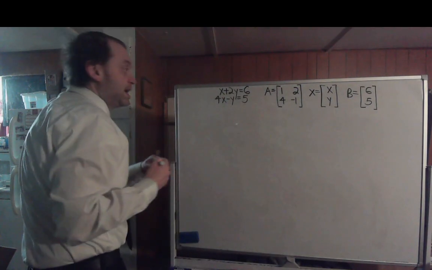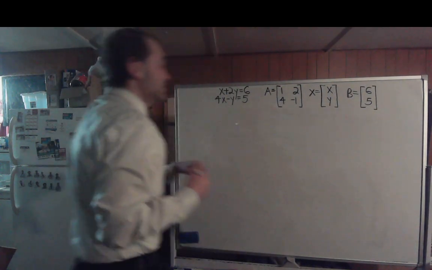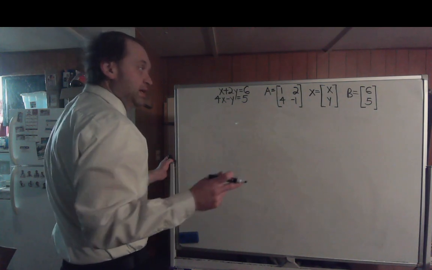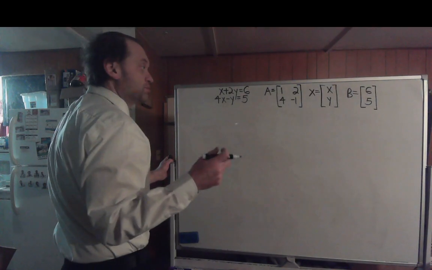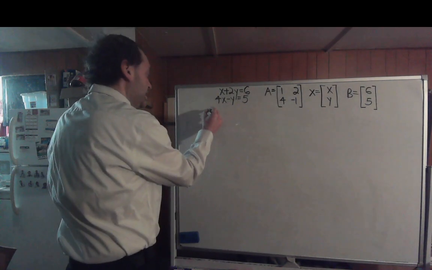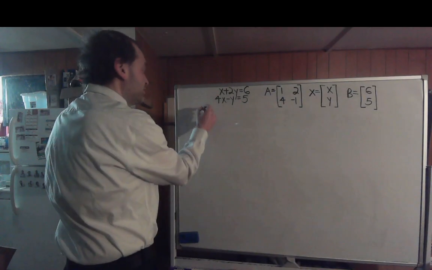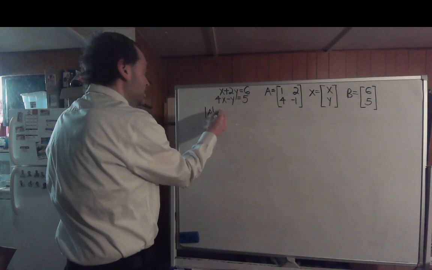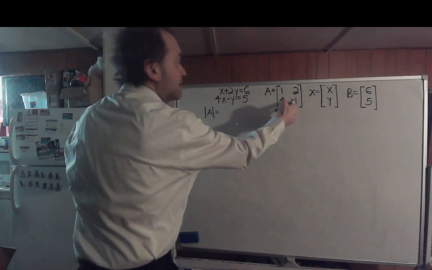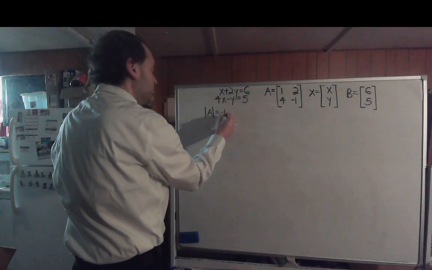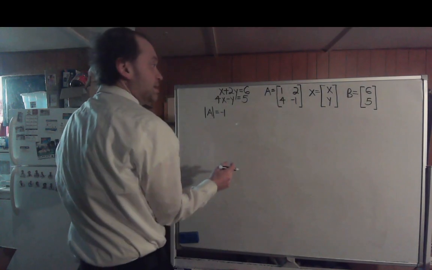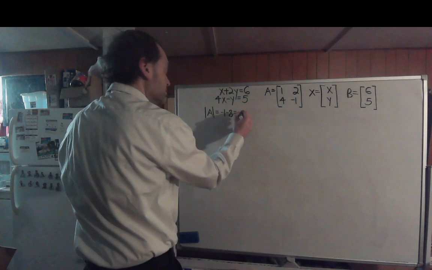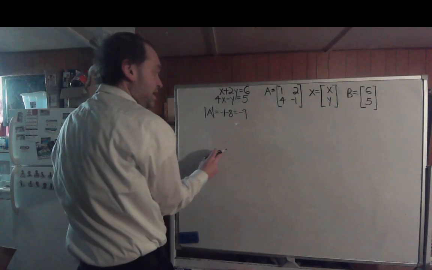Alright, so now we have our separate matrices. We know that A times X equals B. Let's proceed to finding A inverse. First, we got to find the determinant of A. The determinant of A is going to be 1 times -1, which is -1, minus 2 times 4, which is -8. So your determinant value itself is going to be -9.